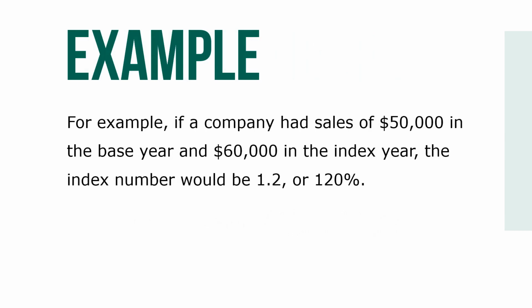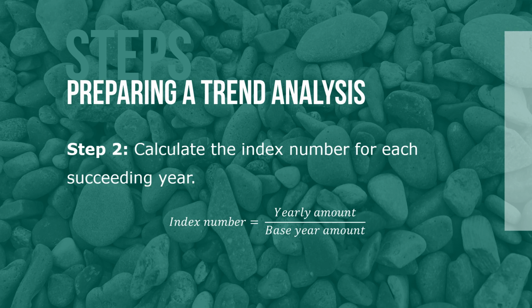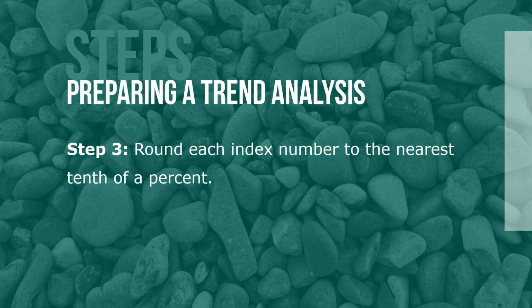For example, if a company had $50,000 in sales in the base year and $60,000 in the index year, the index number would be 1.2 or 120%. Here are the steps in preparing a trend analysis. Step 1. Choose a base year and let it equal 100%. Step 2. Calculate the index number for each succeeding year, where index number equals yearly amount over the base year amount. Step 3. Round each index number to the nearest tenth of a percent.